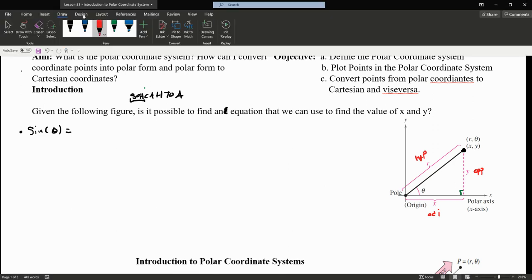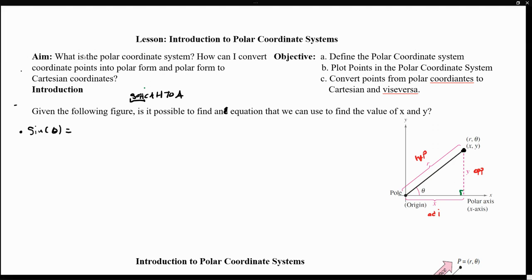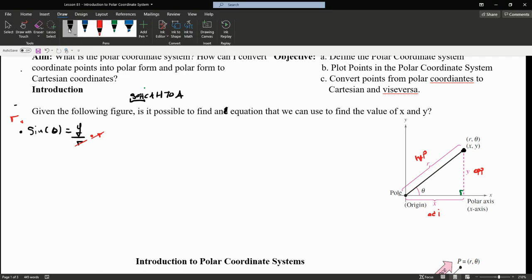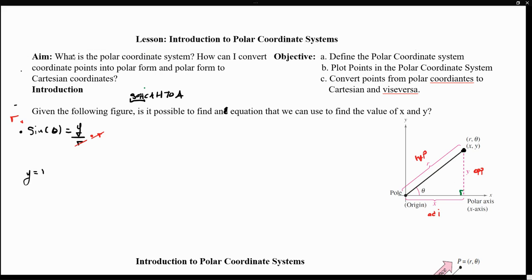So therefore, the sine of my reference angle is opposite over hypotenuse, which in this case, the opposite is y, and the hypotenuse is the value of r, which we already stated is just the distance from the origin to the point. Now notice that we have this simple equation right here. If we multiply r to both sides, now we have an equation for y.